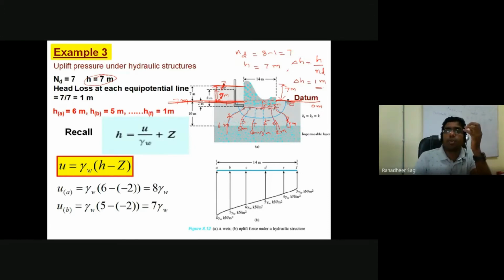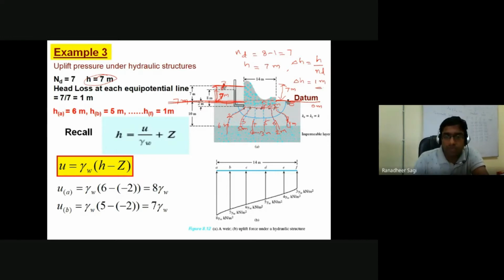Automatically, if I want to calculate the pore water pressure corresponding to points A, B, C, D, E, F, I should know the pressure heads at those points. Then I can say the pore water pressures at points A, B, C, D, E, F are nothing but what we simply call the uplift pressures at those respective points at the bottom of the concrete dam.